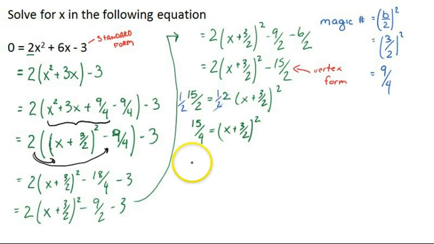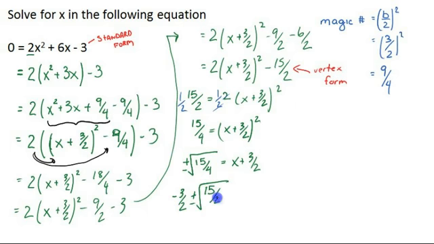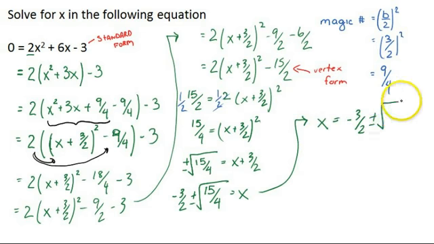And now I'm going to take the square root of both sides, so I end up with plus or minus the square root of 15 over 4 equals x plus 3 over 2. And now I'm going to isolate for x, so I have minus 3 over 2 plus or minus the square root of 15 over 4 equals x. And let's rewrite that up here. So x is equal to minus 3 over 2 plus or minus the square root of 15 over 4.